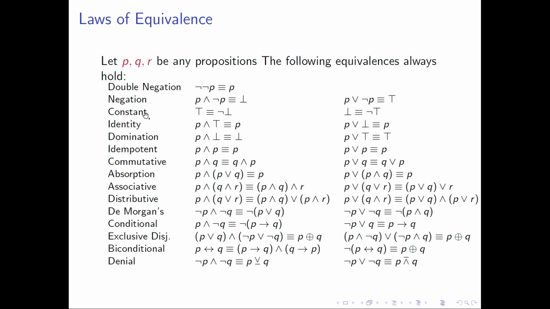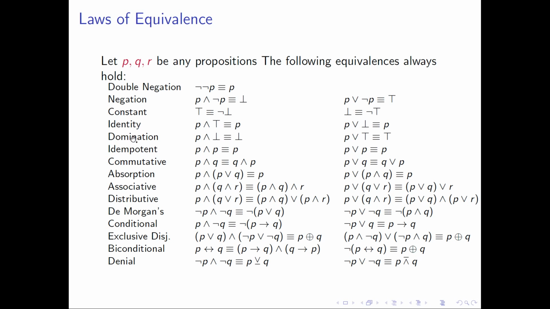Now we've got the constant laws. So true is equivalent to not false, and false is equivalent to not true. We did this on maybe the third or fourth slide, I think. The identity rules. So this tells us that what we add to P just gives us P again. If we have and true, we've got P, and if we've got or false, we've got P.